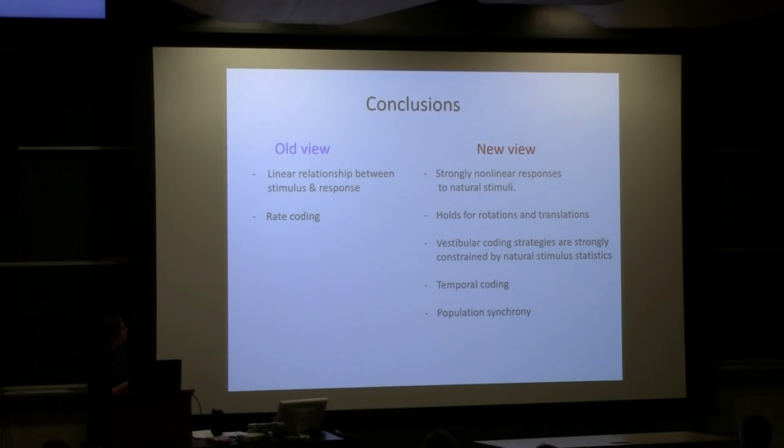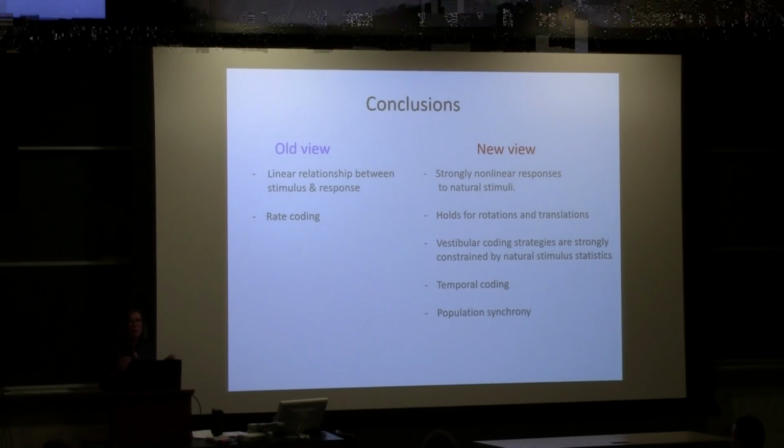Vestibular coding strategies are constrained by the natural stimulus statistics. As I mentioned, if you look at the tuning of the irregular afferents as a function of frequency, it's very well matched to those scale invariant examples I showed you of the natural statistics of movement, so that you end up with a white spectra. We see temporal coding, which is another word for precise spike timing, in one channel. And that's a nonlinear code, right?